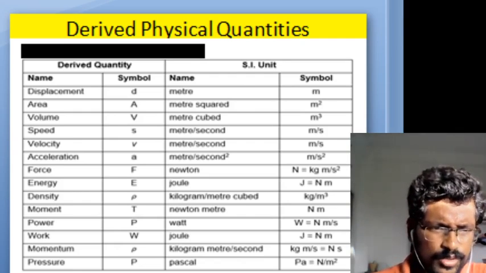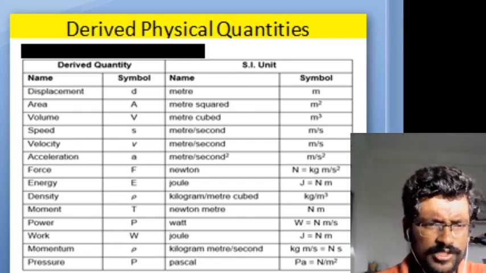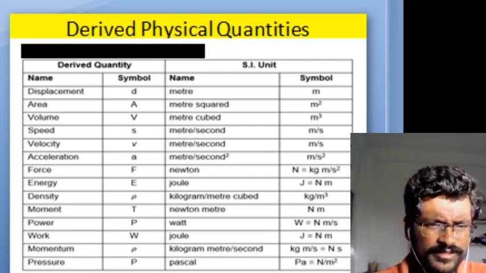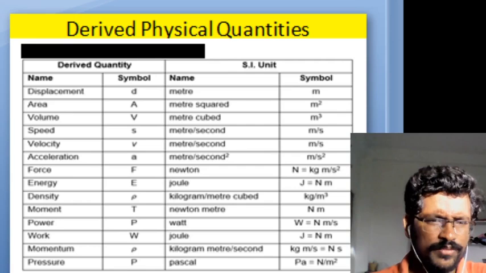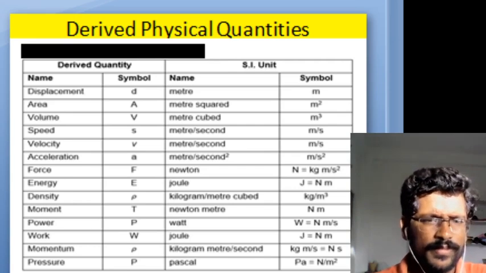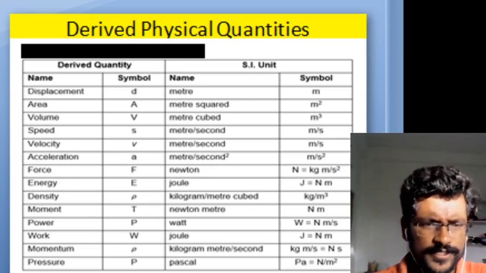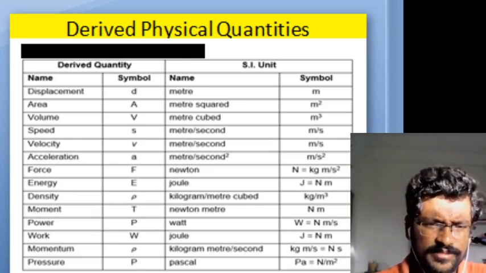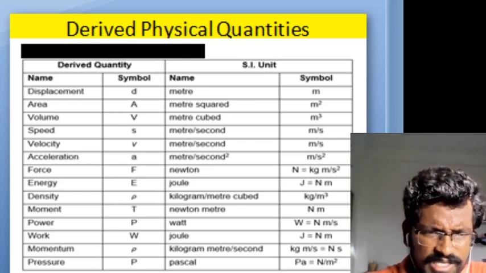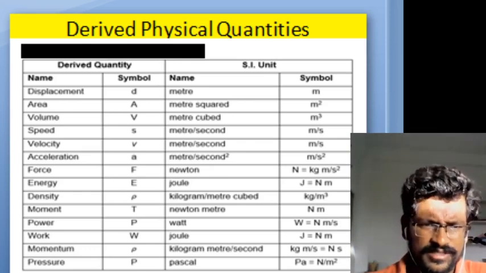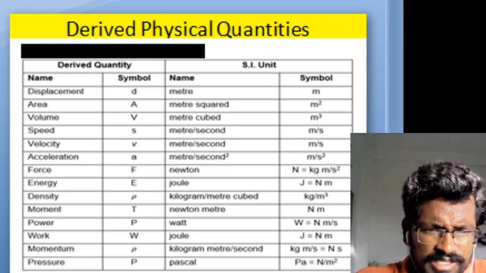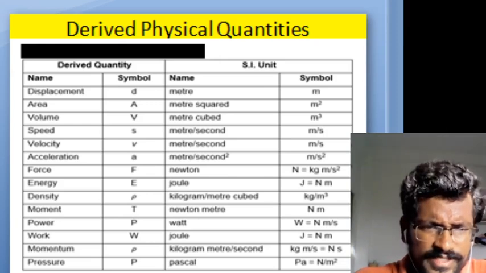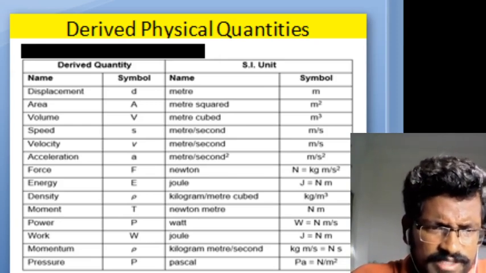Now we are going to momentum. Momentum is denoted by small p. The definition of momentum is the product of mass and velocity. The SI unit of momentum is kg meter per second, which is also newton second.